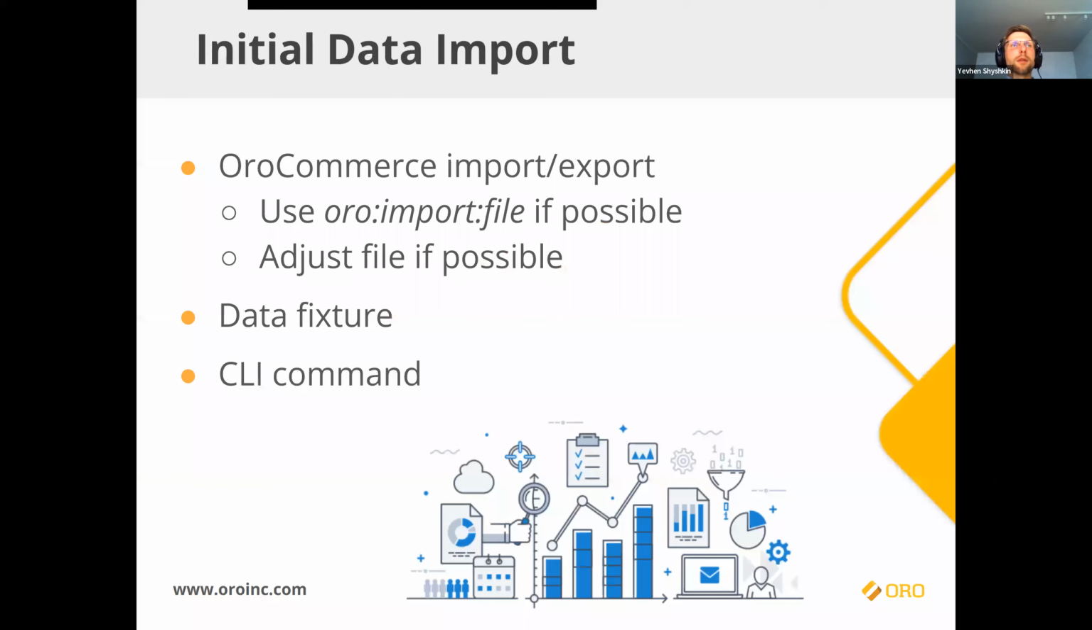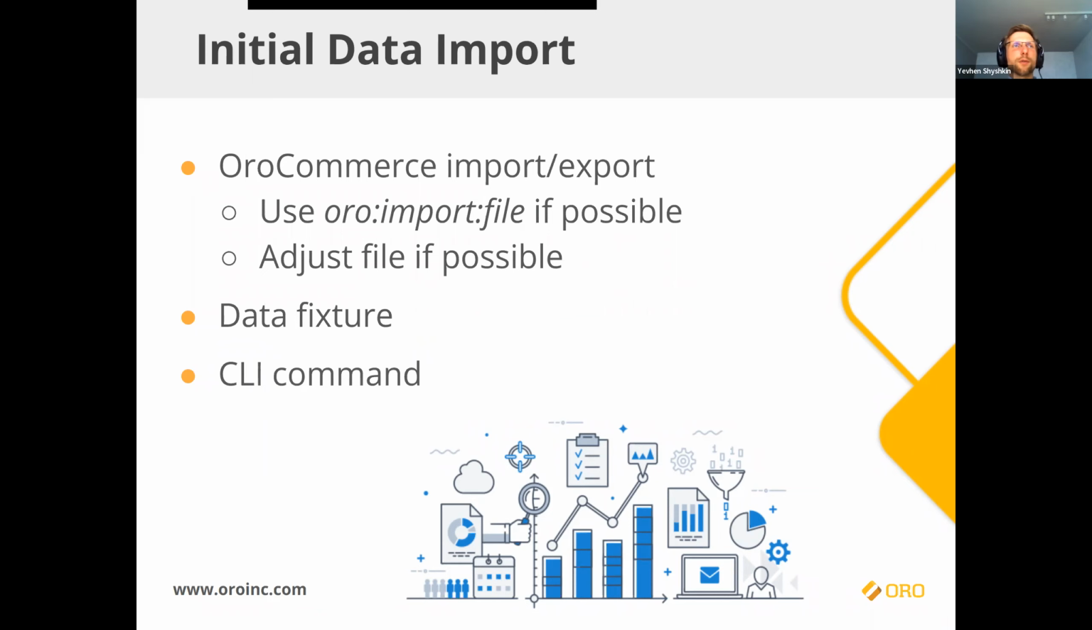Initial data import can be done in several ways. So first of all, the thing that you can do out of the box, you may use one of the standard ORO import connectors. So you can use the command oro import file if you have an appropriate processor for the appropriate entity type. For example, we have it for products, for categories, for customers, for users, and so on. And you may just adjust your file to match the ORO structure, and that will be it. Run the command oro import file, pass the processor name, pass the file name. That will be it. The application will import all the files after you execute this command.